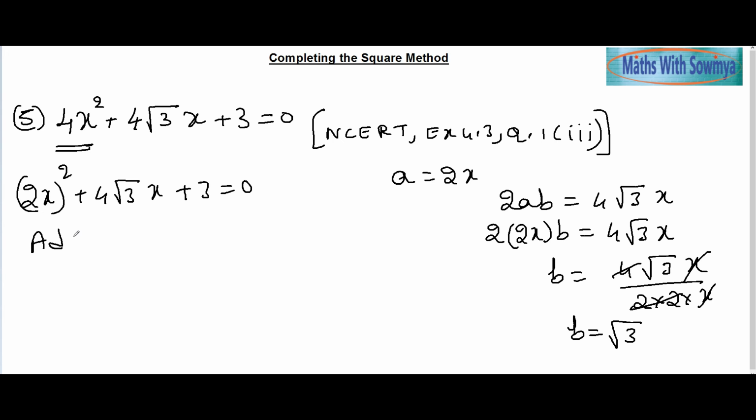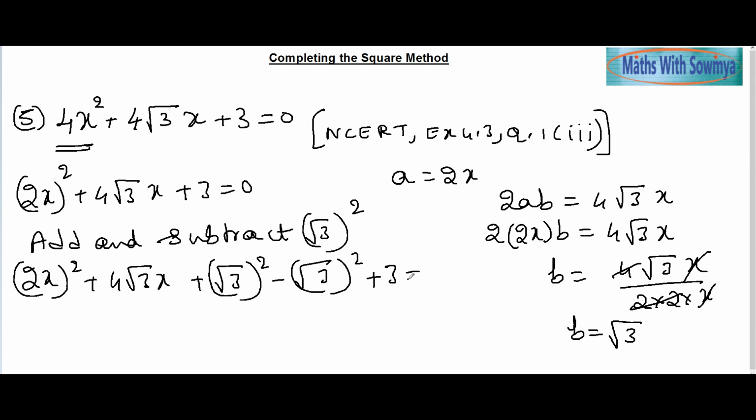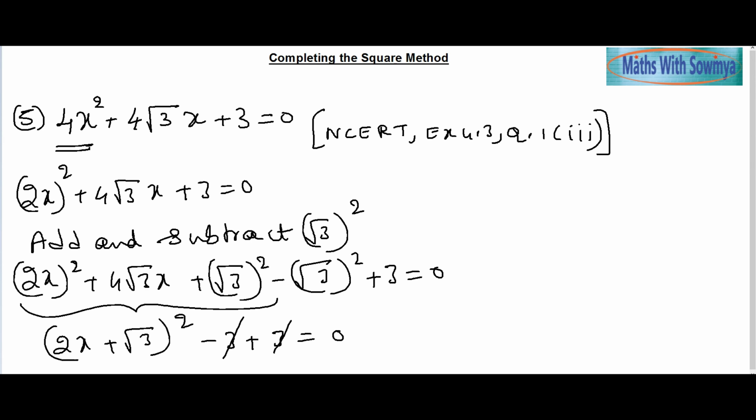So here what I'll do is add and subtract root 3 whole square. So this is 2x whole square plus 4 root 3x plus root 3 whole square minus root 3 whole square plus 3, which is 0. So this whole thing we can get as 2x plus root 3 whole square. This is minus 3 plus 3, because root 3 square will give you 3. This will get cancelled. So directly we will get the square which is equal to 0 here. 2x plus root 3 whole square is equal to 0.